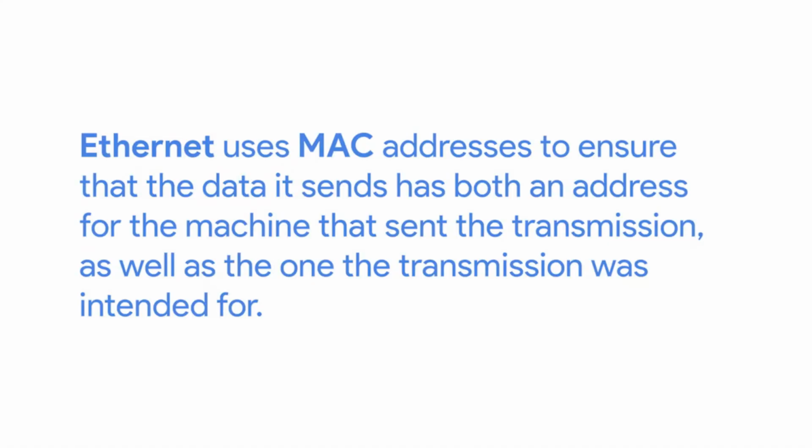Ethernet uses MAC addresses to ensure that the data it sends has both an address for the machine that sent the transmission as well as the one that the transmission was intended for. In this way, even on a network segment acting as a single collision domain, each node on that network knows when traffic is intended for it.